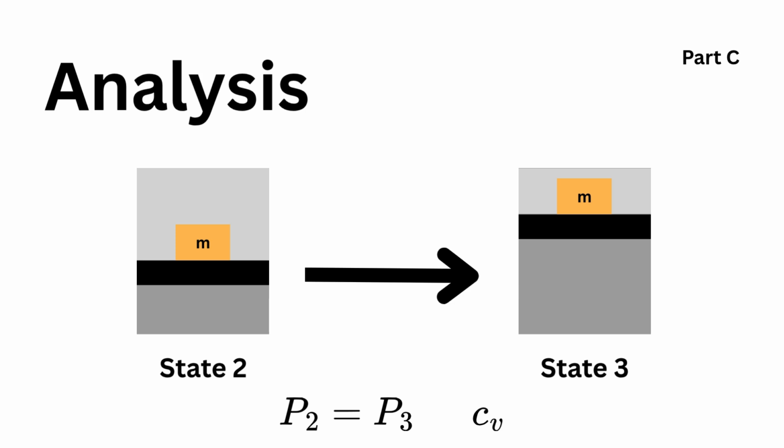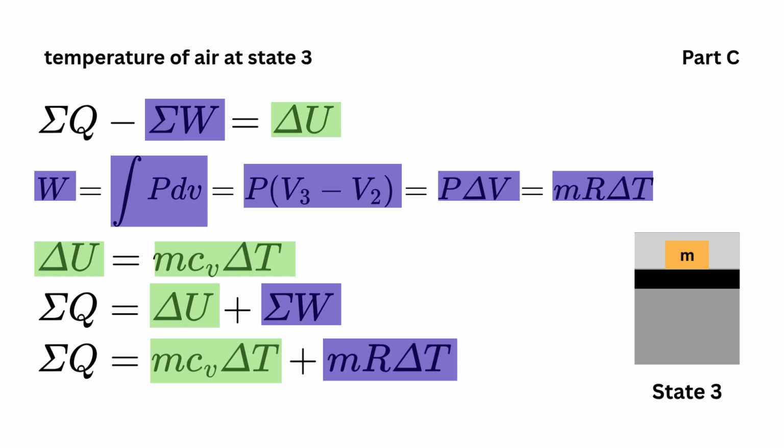Another thing to note is that CV is given in the problem. Now, to calculate the temperature at state 3, there are a couple key things we need to go over. As you can see at the very top, we have our simplified first law of thermodynamics. In purple, I have highlighted work, and in green, I have highlighted the change in internal energy.